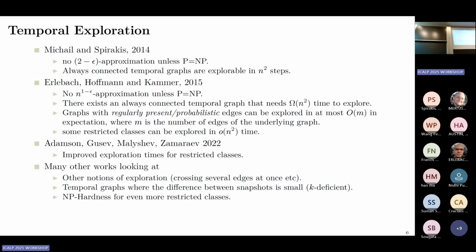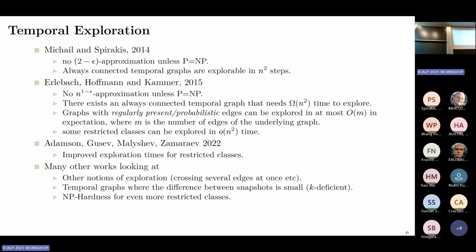And then later, Erlebach, Hoffmann, and Kammer showed that it's even harder than that: you can't even find an n to the 1 minus epsilon approximation. They also showed that this n-squared is basically tight. So there are temporal graphs where you actually need n-squared snapshots in order to explore them. And they also looked at some regularly present edges and what those do.